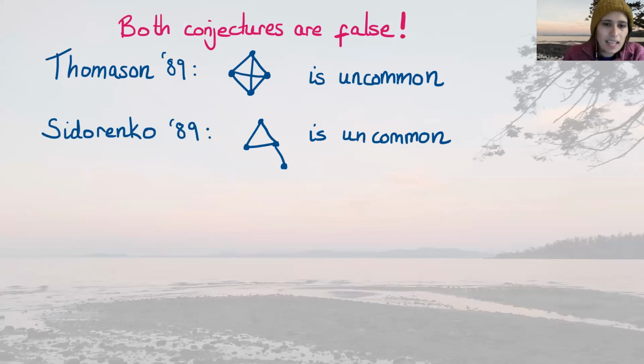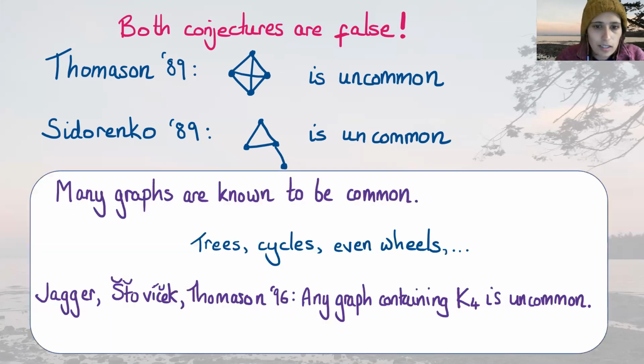But the Burr-Rosta conjecture was in the 1980s, so almost 10 years later, Andrew Thomason and Sidorenko independently came up with graphs which showed that these conjectures were false. So Thomason showed that K4 was uncommon, and Sidorenko showed that a triangle with a pendant edge is uncommon.